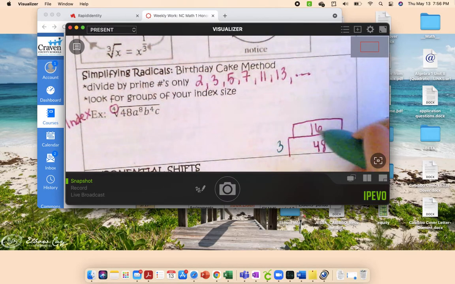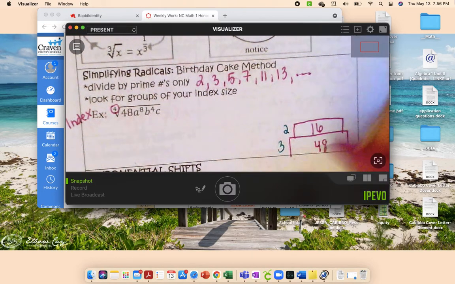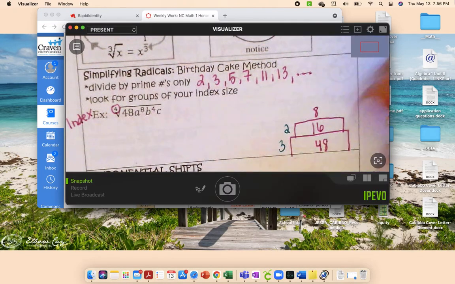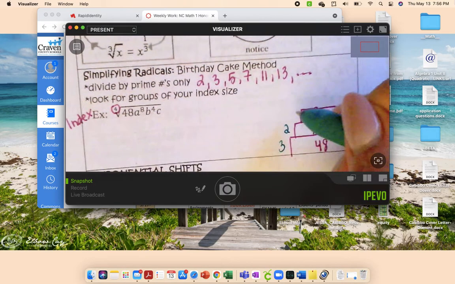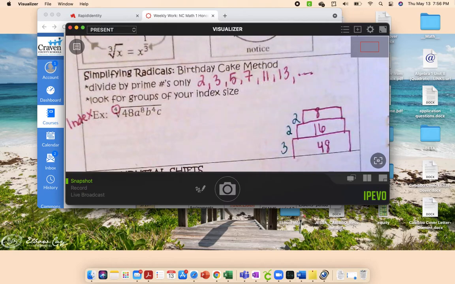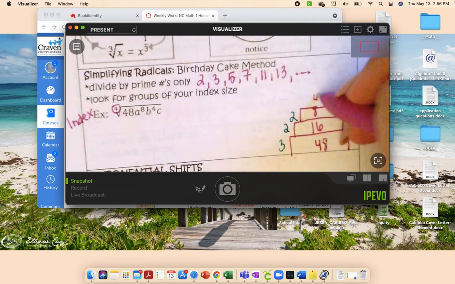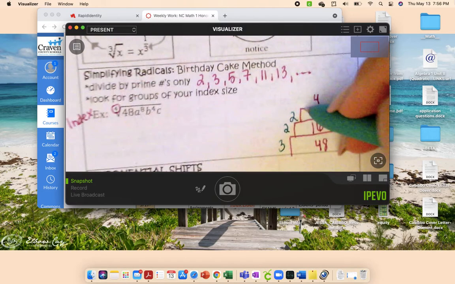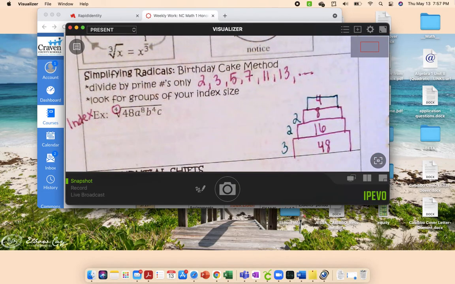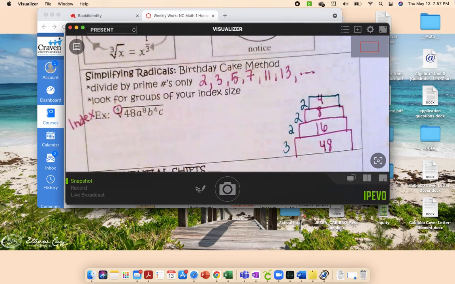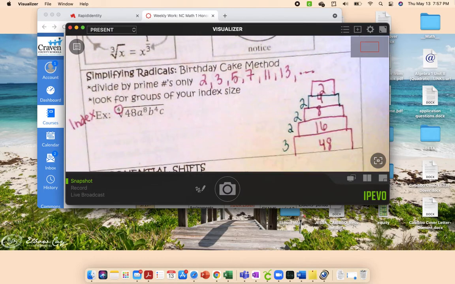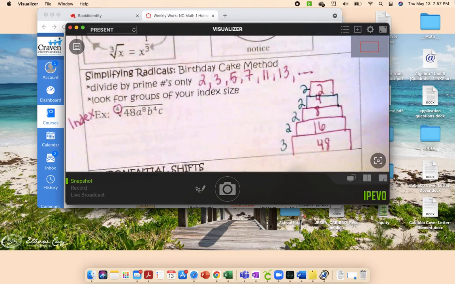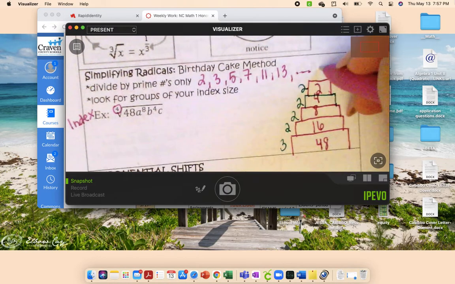We know it ends in an even number, which means it's going to be divisible by 2. 16 divided by 2 is going to get me 8. Again, I've got an even number, so I know it's going to be divisible by 2 once again. 8 divided by 2 is 4. Oh, I've switched up my colors. All right, and 4 divided by 2 gets me 2. And once again, 2 goes into 2, which gets me to 1.